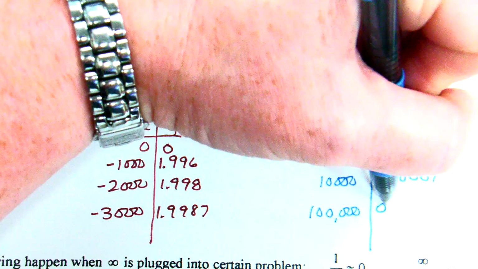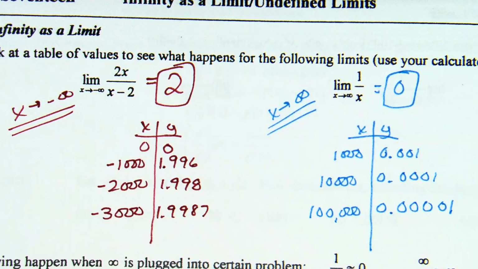Okay, so we can look at graphs. We can look at the table. We're going to talk about our method now so we don't have to use the graph. We don't have to use the table necessarily.